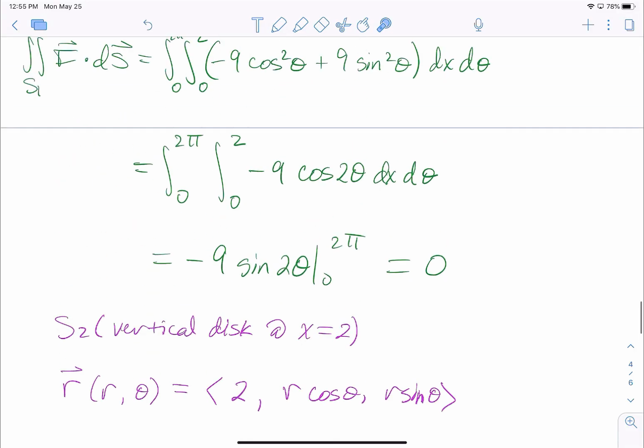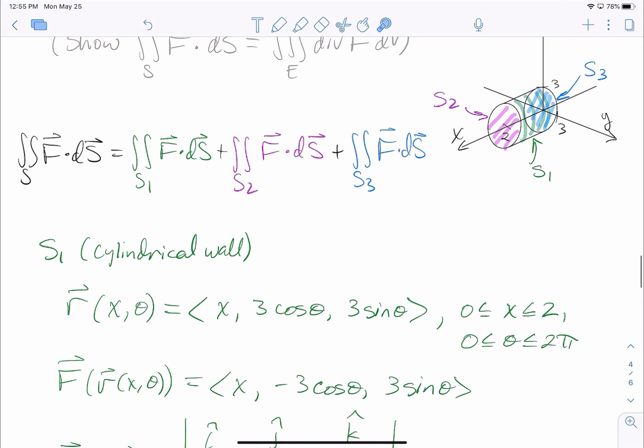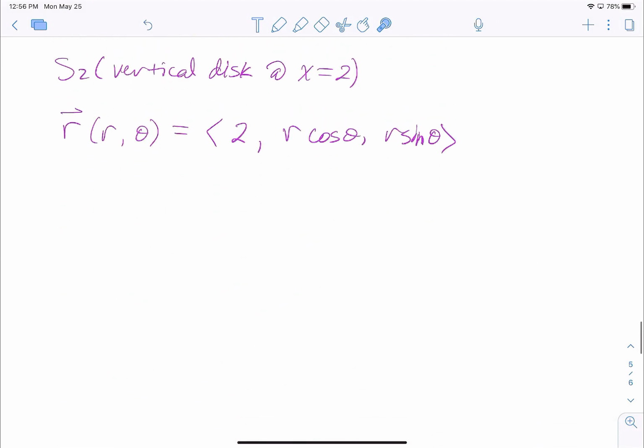And folks, we have a vertically oriented disk, and our normal vector should be outward facing, and so points in the direction of the positive x-axis. Therefore, n is equal to the vector 1, 0, 0.